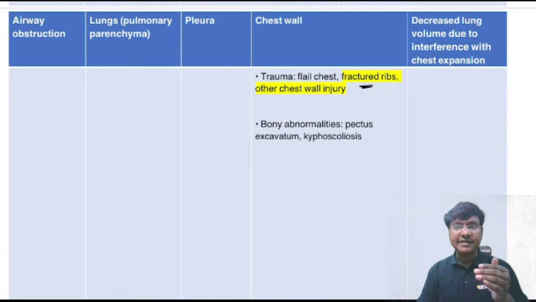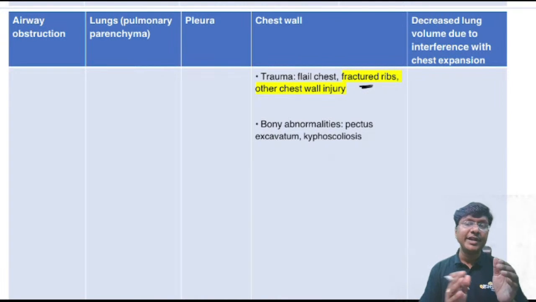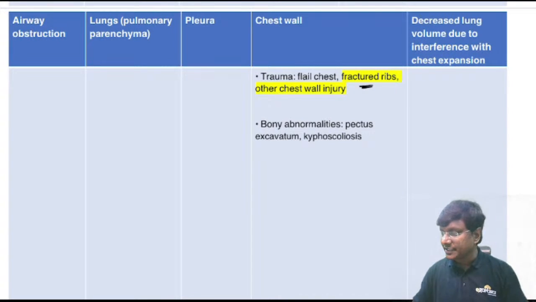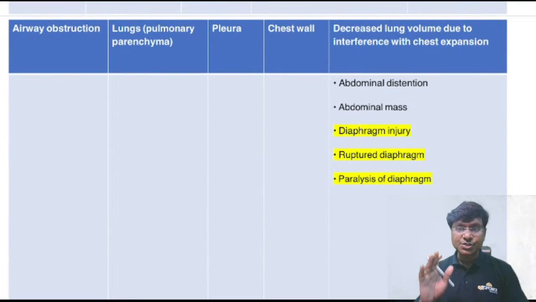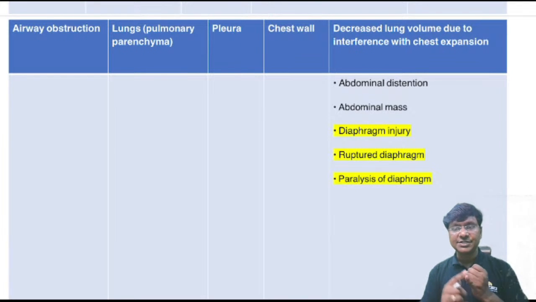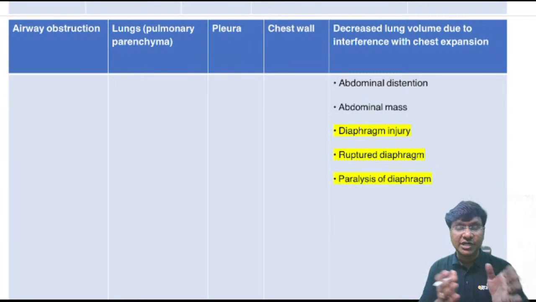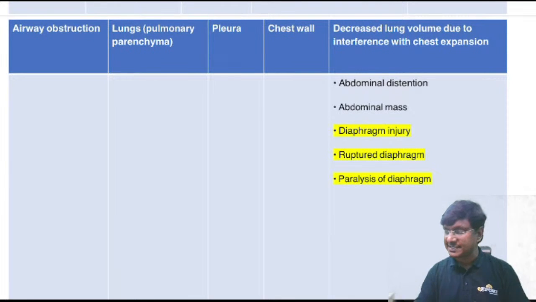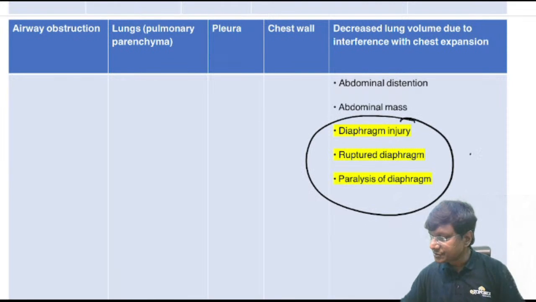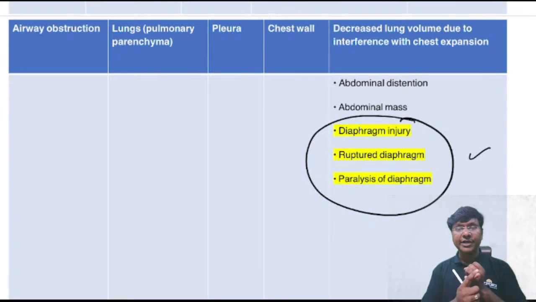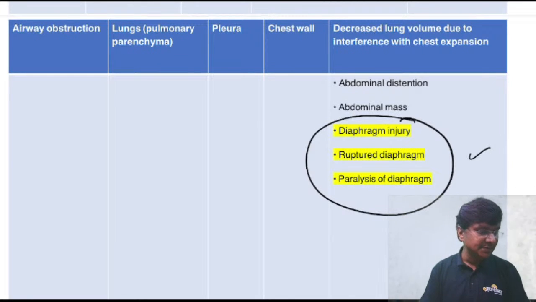Then lastly, we have decreased lung volume due to interference with chest expansion. These are the conditions where the individual will present with dyspnea: abdominal distension, abdominal mass, diaphragmatic injury, ruptured diaphragm, and paralysis of the diaphragm. Out of these, the conditions which present with sudden onset dyspnea are diaphragmatic injury, ruptured diaphragm, and paralysis of the diaphragm.